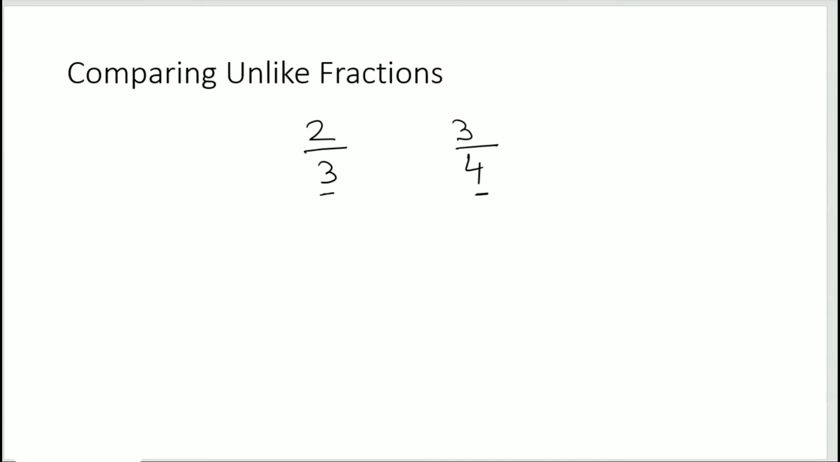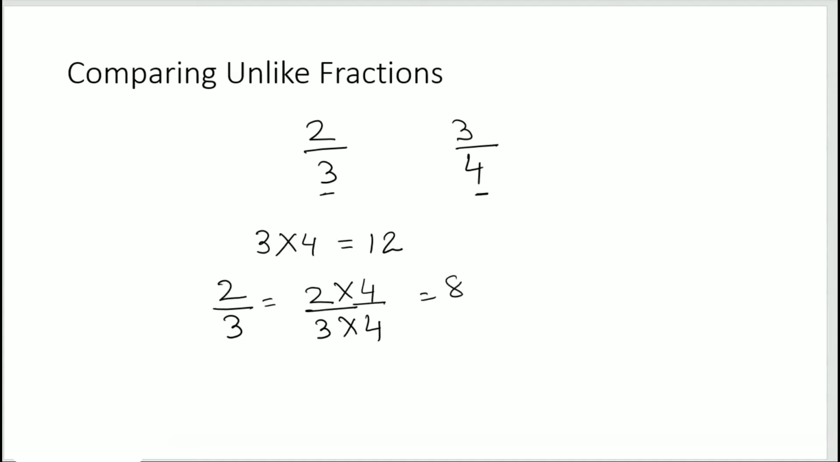So what we can do is multiply 3 and 4. 3 times 4 is 12. Now we have to convert this fraction into an equivalent fraction. So 2 by 3 can be written as, since I want to convert the denominator to 12, I need to multiply this by 4. 3 times 4 is 12. So multiply the numerator also by 4. This becomes 8 over 12.